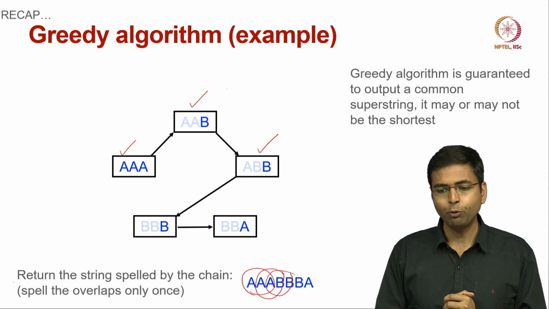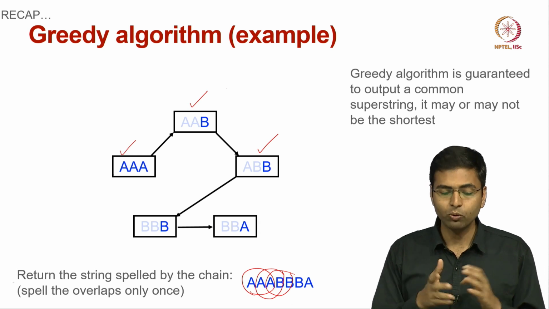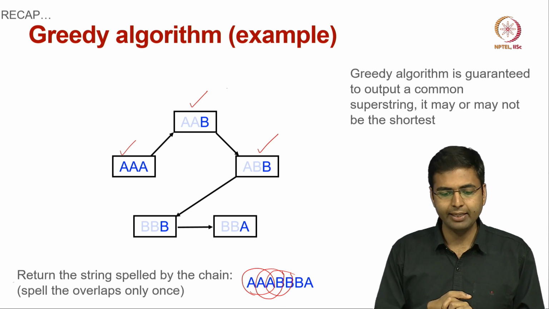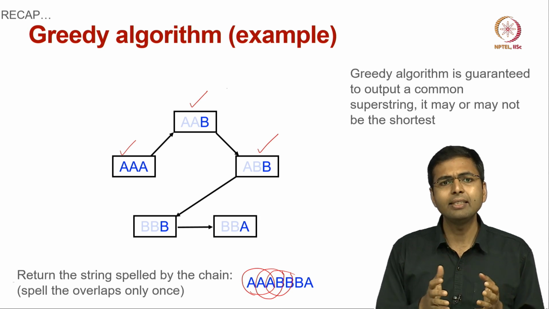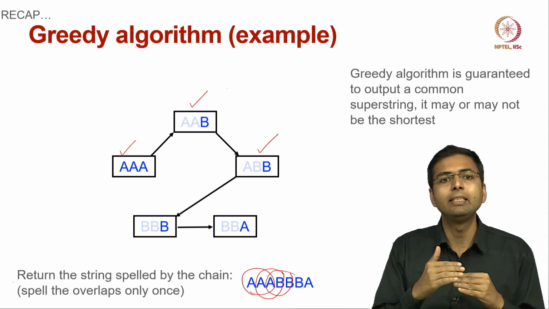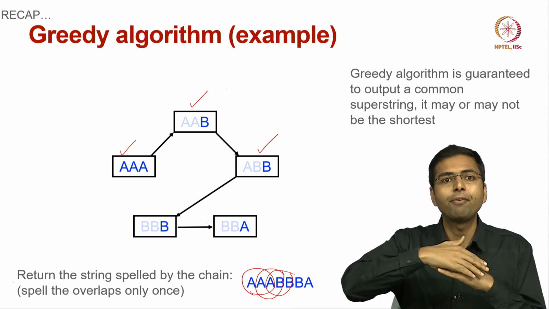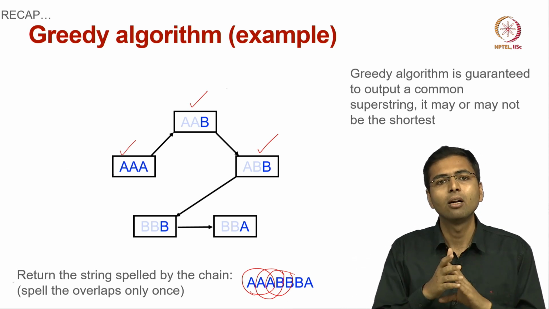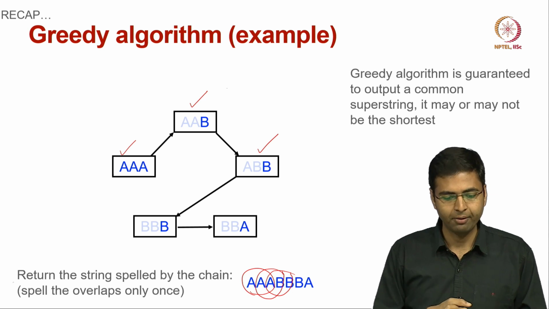So, let us proceed further, and I hope by now how this greedy algorithm works is clear to you. And as you can see, this is conceptually very simple. At every point we are making a greedy decision based on the maximum suffix prefix overlap length between a pair of strings.